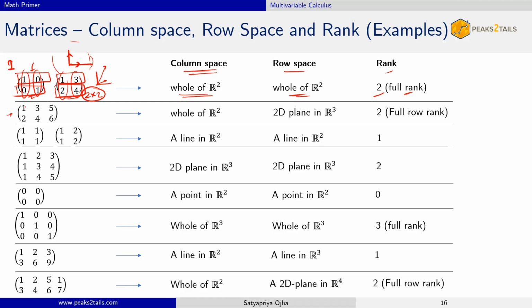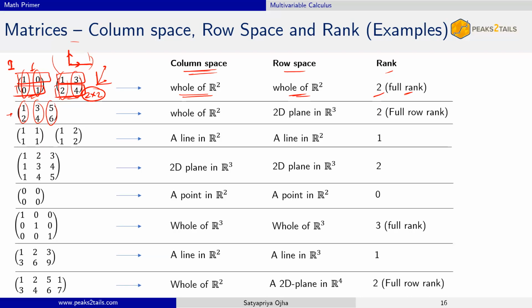Now let's look at the column space. 1, 2, 3, 4, 5, 6. Now remember, if you have a two-dimensional vector, the maximum number of linearly independent vectors that can exist is 2. Beyond 2, you cannot create additional vectors. That has to become a linear combination of the other two. This is what we discussed earlier, right?